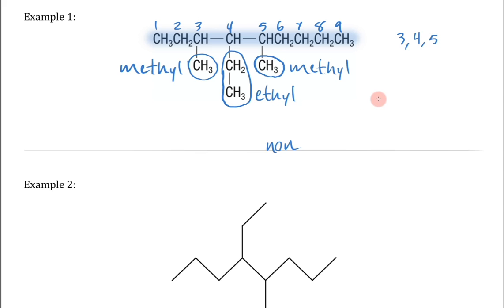Now, I have numbered the carbon atoms correctly here because 3, 4, and 5 are the lowest possible numbers that I can get. If I numbered the carbon atoms the other way instead, I would get larger numbers, and so that would be an incorrect way to number them. Okay, and just to make that point clear, I'll show you what I mean. So now I'm going to number them incorrectly. So, maybe don't write this down because it's just to make a point here.